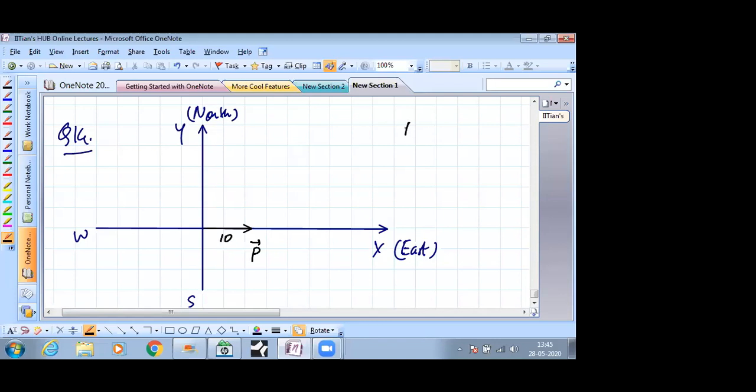So P can be written as 10 i. Now you notice what is said about the vector Q. It is of magnitude 20 and it is at 60 degrees north of west. So the vector Q will be lying somewhere here, 60 degrees north of west. It will be like this.